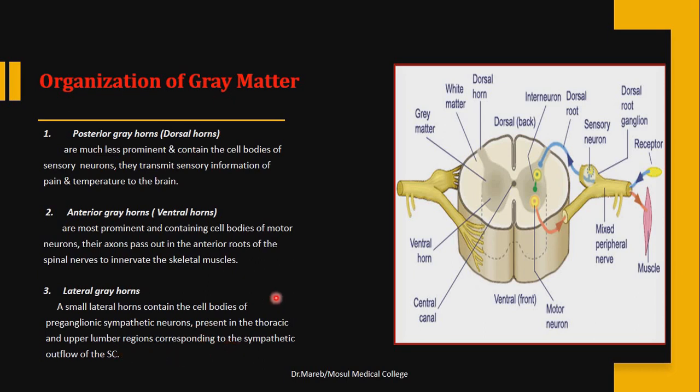The gray matter is organized into the posterior gray horn, which is sensory, the ventral gray horn, which is motor, and the lateral gray horn, which contains the preganglionic sympathetic neurons, and it is present in the thoracic and upper lumbar region.